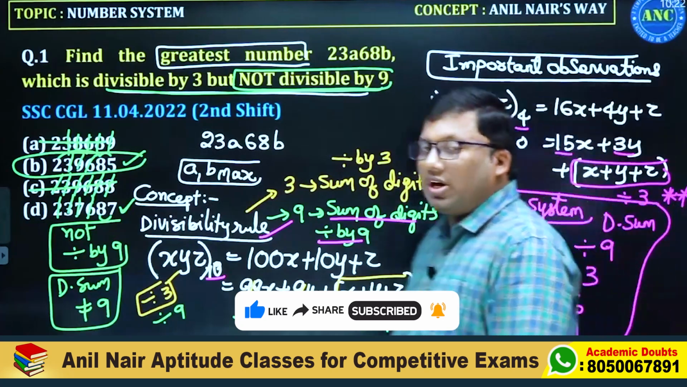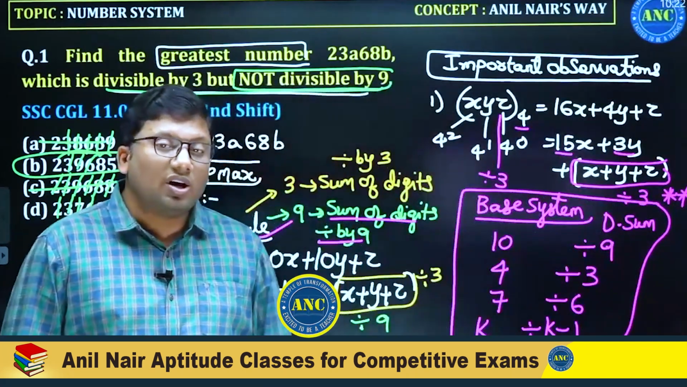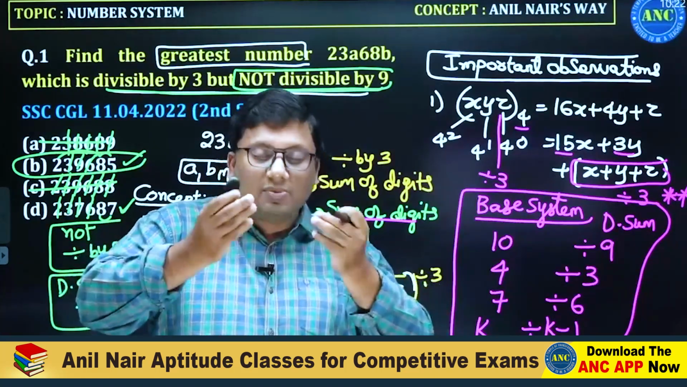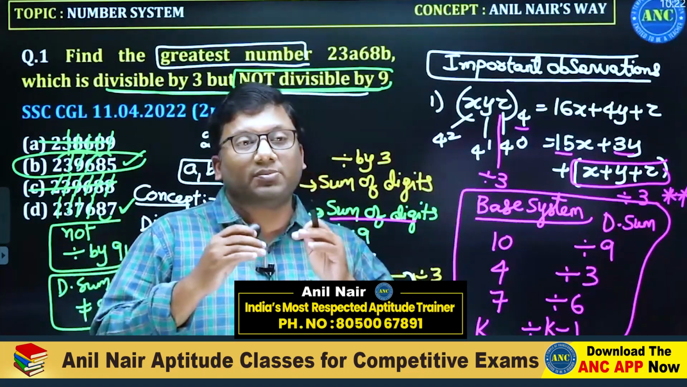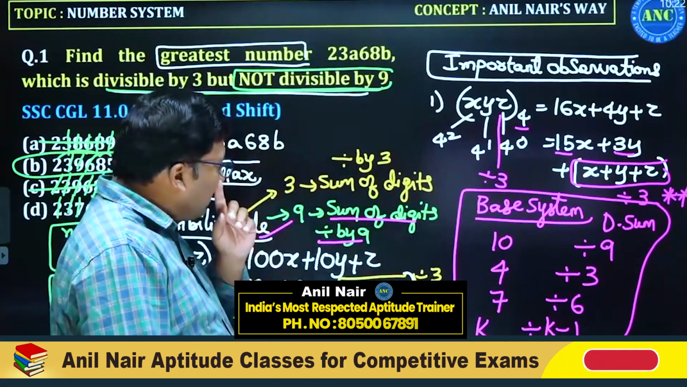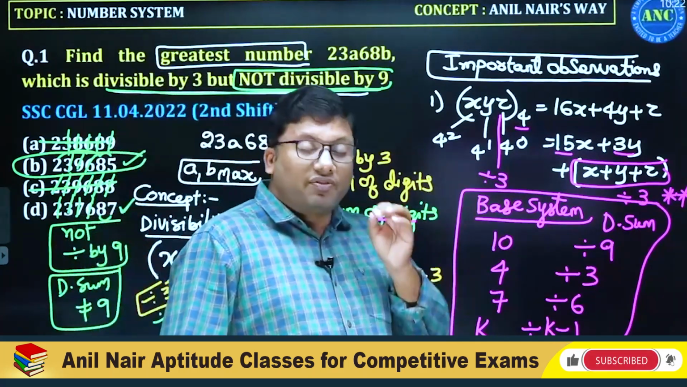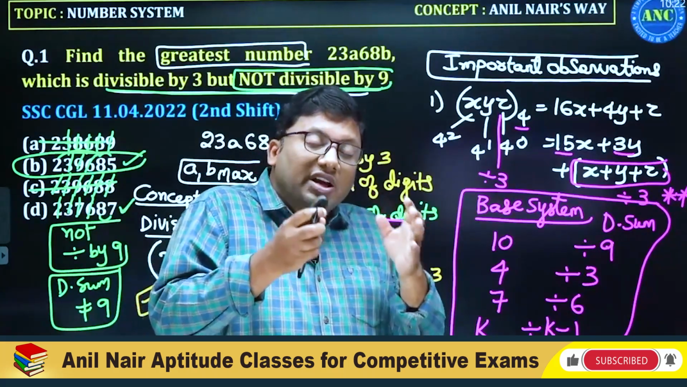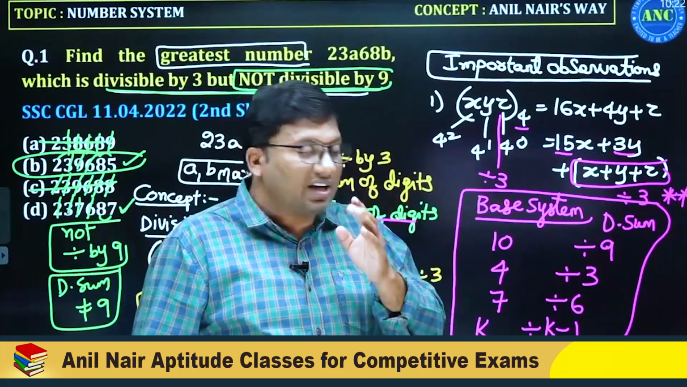That means you can use a digital sum not only in the decimal system; in the octal system you can use it, in the hexadecimal system you can use it, in base system 7 we can use it. I hope this idea is clear. So from now onwards, can a digital sum be used in any other base system? Yes, it can be used.